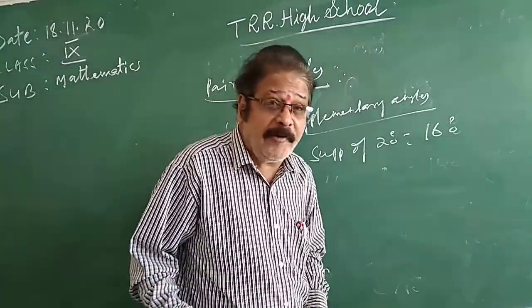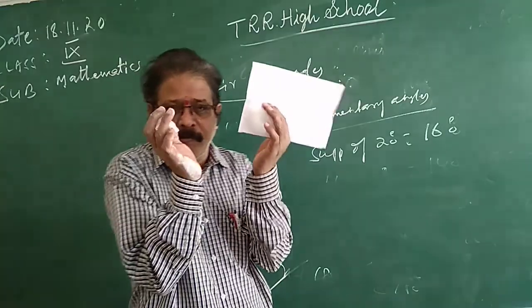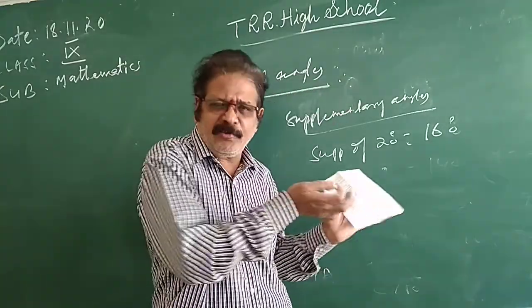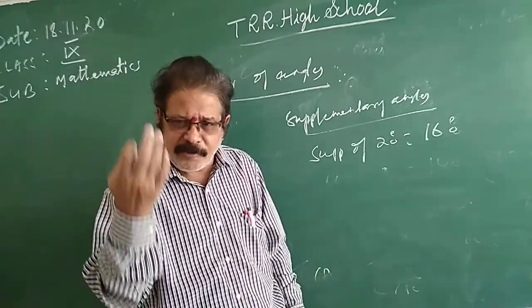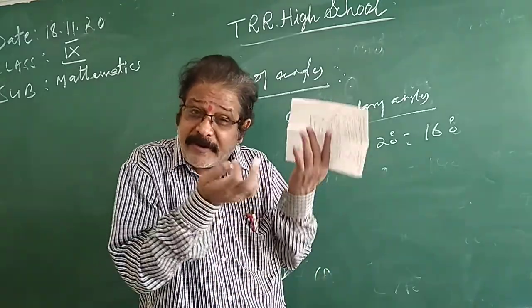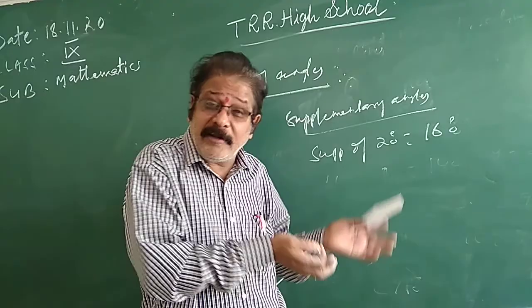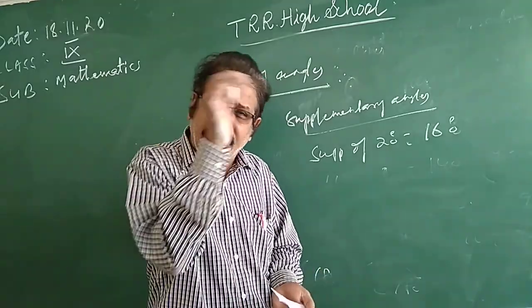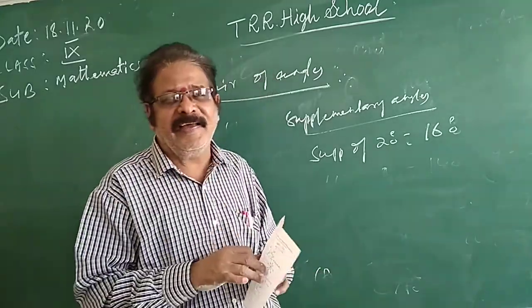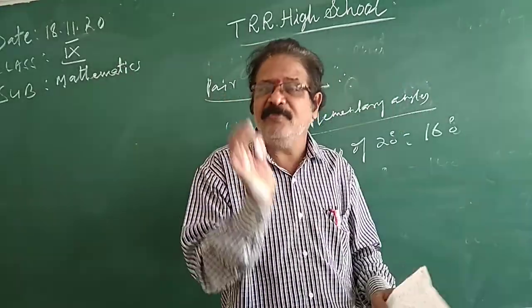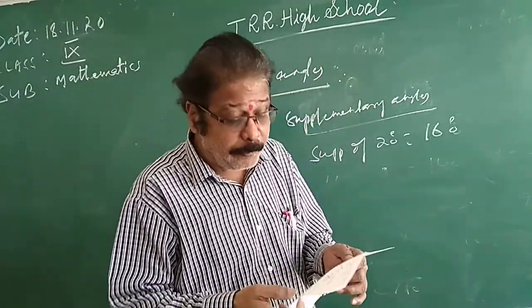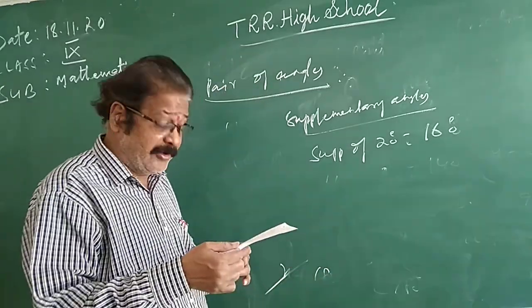So, how do you get the supplementary from the total? If you want the supplement of 20, subtract: 180 minus 20, how much? 160. So, supplement of 20 is 160. Supplementary of 110, how much? 180 minus 110 is 70. The supplement of 110 degrees is 70 degrees. So, we conclude that if the sum of two angles is 180 degrees, they are called supplementary angles. I hope you understood, children.